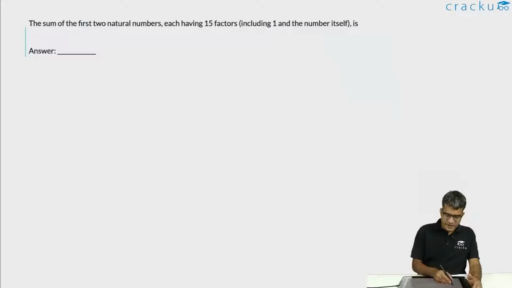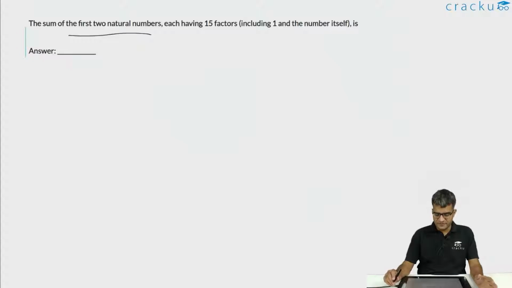In this question, we are required to calculate the sum of the first two natural numbers, each of which has 15 factors, including 1 and the number itself. Before we actually answer this question, let us try to understand what is the number of factors of a particular number.